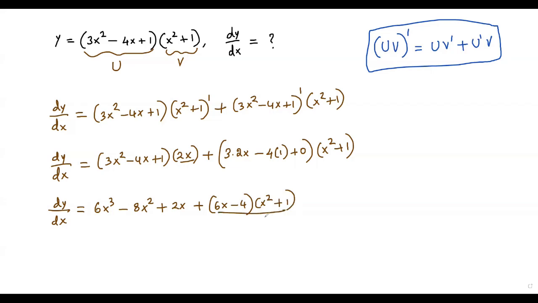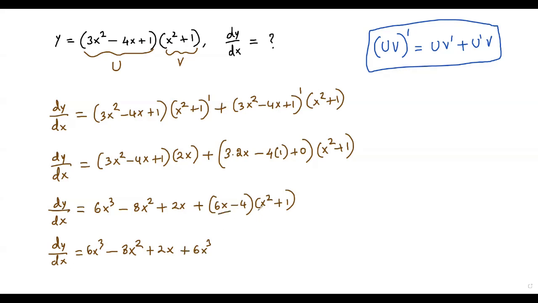Now we have to multiply these two binomials in my next step. Let me do it. So we have dy over dx on the left side and 6x to the third power, negative 8x square, positive 2x. We can use the FOIL method. That is, first we multiply the first terms, then the outer terms, then the inner terms, and the last terms. First term means I multiply 6x and x square. I am getting 6x to the third power. Because we have a positive sign here, we can take it as it is.